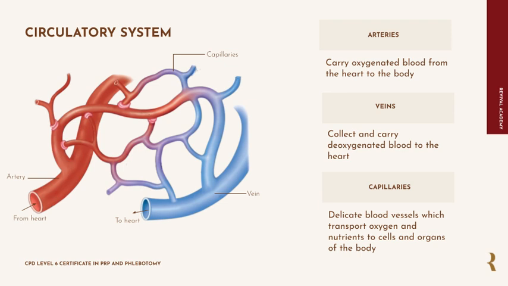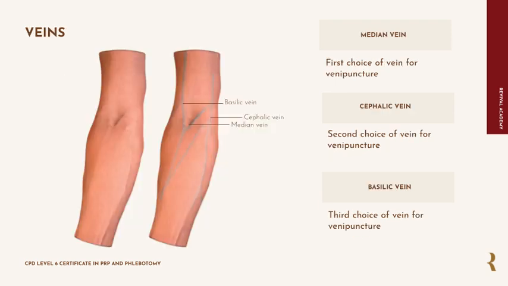So the arteries and the veins are the ones that carry the blood to and from the heart. As you can see, the arteries actually carry oxygenated blood from the heart to the rest of the body, and then the veins do exactly the opposite. They collect and carry the deoxygenated blood all the way back to the heart. And then you have capillaries. Now, capillaries are the very small, delicate blood vessels which then just transport all the nutrients and all the oxygen from the blood to the rest of your cells and the organs throughout the body. So that is how your circulatory system works, and the main things are the arteries, the veins, and then the capillaries.